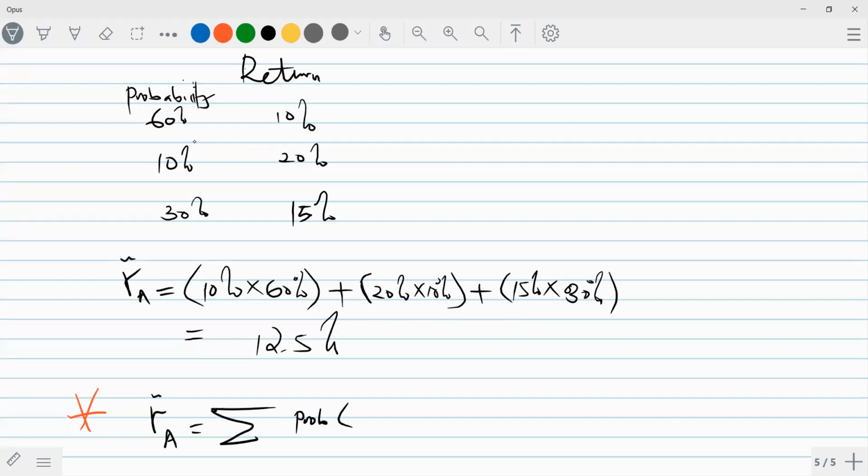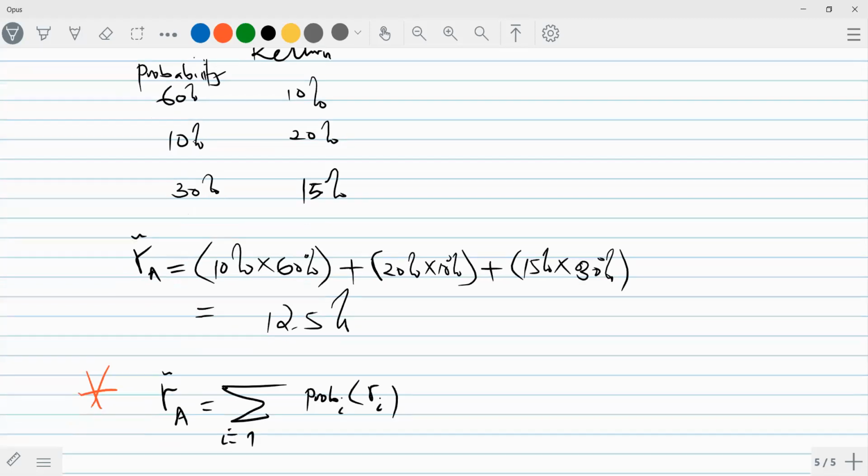We multiply by the outcome, the return of the particular probability, P of i times return of i, from the first data set all the way to the nth data set. Just like what you've done here, probability times return, probability times return, then you add the sum total, from the first data, 1, 2, 3, all the way to the last data set. That's how we get the return if the data is from a probability distribution, where we have more than one set of possible outcomes to happen in the next one financial year.